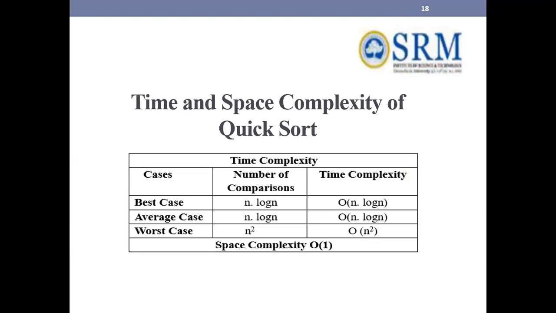Time and space complexity of QuickSort. Time complexity is best case n log n, average case n log n, worst case n square. So the time complexity is order of n log n for the best case, the average case is also order of n log n, and the worst case is order of n square. So the space complexity is order of 1.